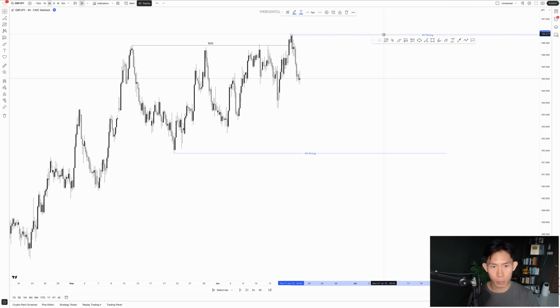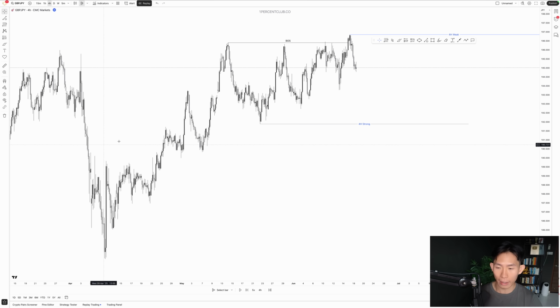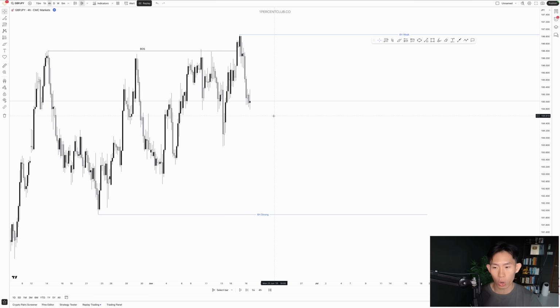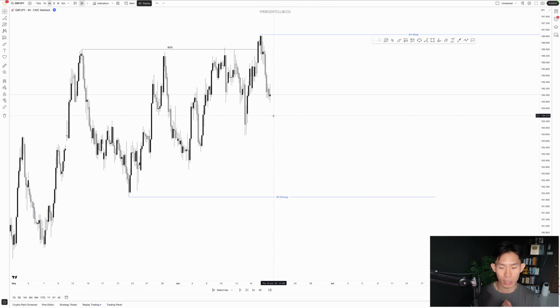So you can see just by doing this alone, I've identified the swing range that I want to focus my time, my energy, my attention on. I'm not getting distracted by what's going on here or here in the middle of nowhere. I only care about what's going on within this swing range itself.